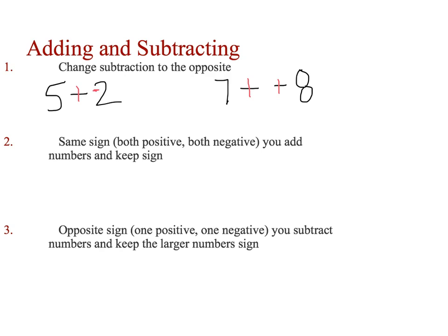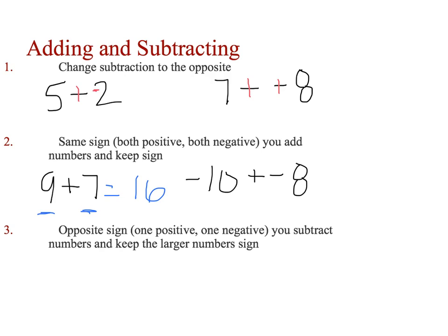And then we have two different steps. If both numbers have the same sign, either both positive or both negative, you add the numbers and keep the sign. So an example of that would be if I had 9 plus 7, or if I had negative 10 plus a negative 8. When I'm looking here, after I change subtraction to opposite, 9 and 7 are both positive numbers. There's no negative number there, so I add those together, and 9 plus 7 would give me 16.